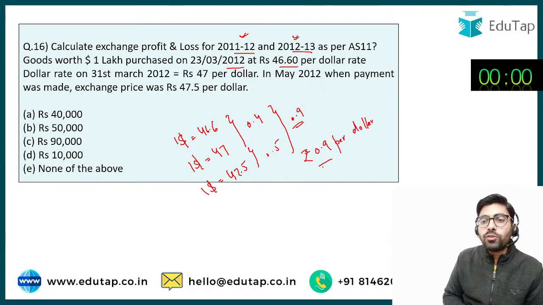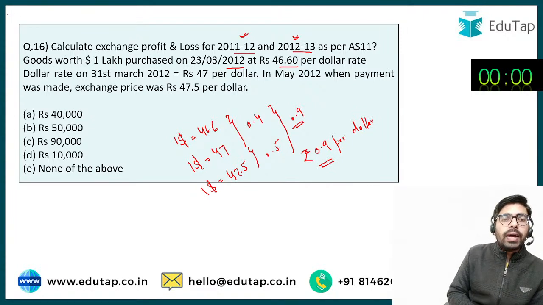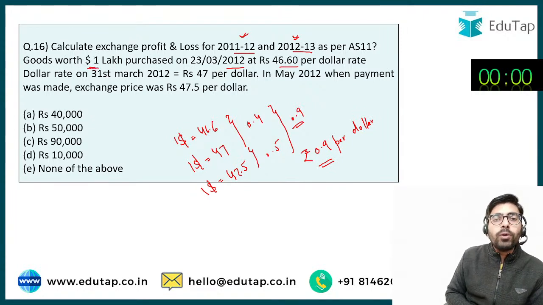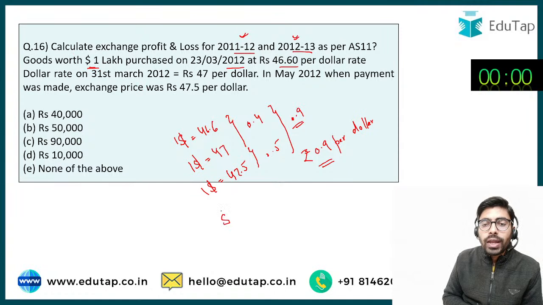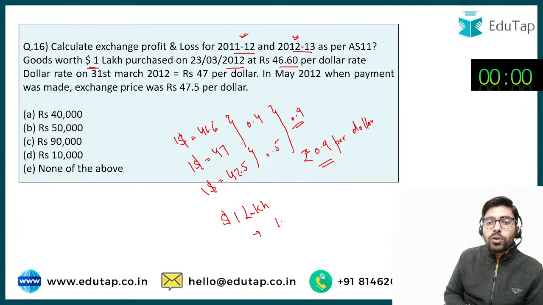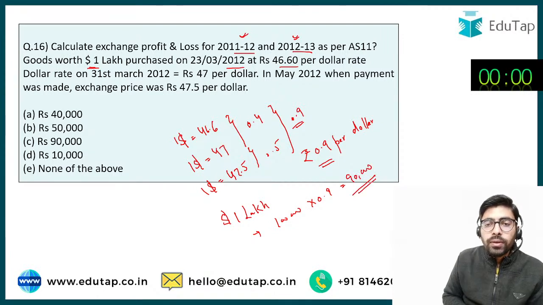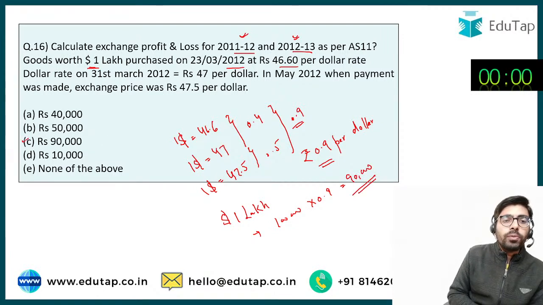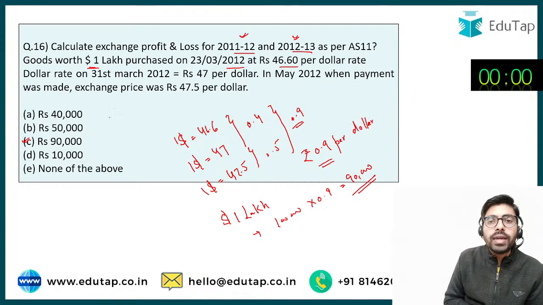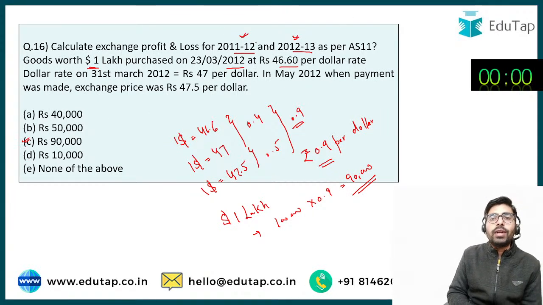So total loss is rupees 0.9 per dollar, and हमने purchase किया था, the purchase amount it was $1 lakh. Okay, so $1 lakh के context में if I try to compute the loss, so for $1 lakh the loss is going to be, how much it is going to be? 1 lakh into 0.9. So 90,000 is going to be my total loss. Okay. So this is how 90,000 is going to be the loss. All of you are saying 50,000. I think you are only computing from 12-13 and not for 11-12.